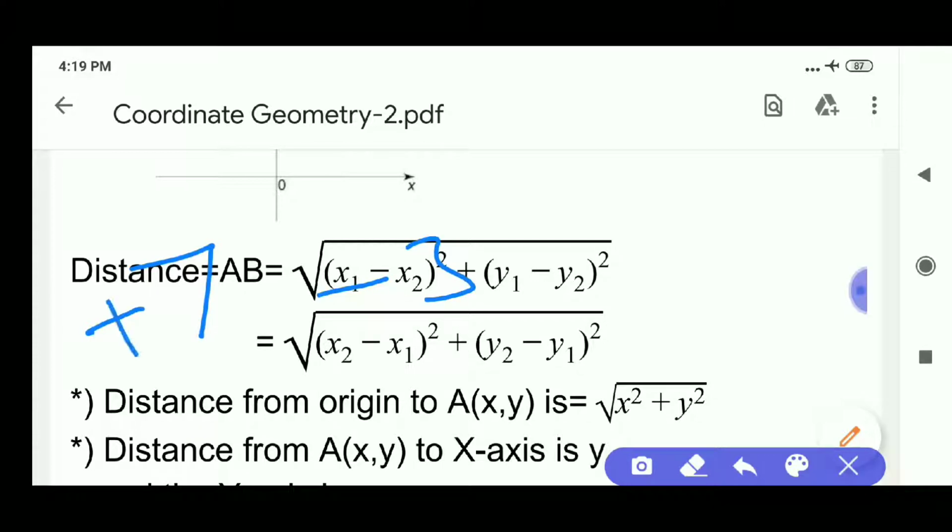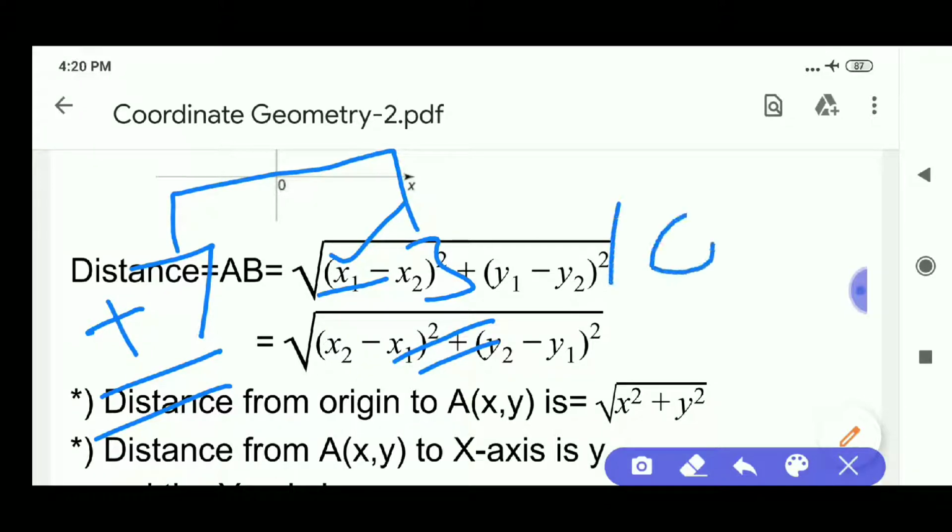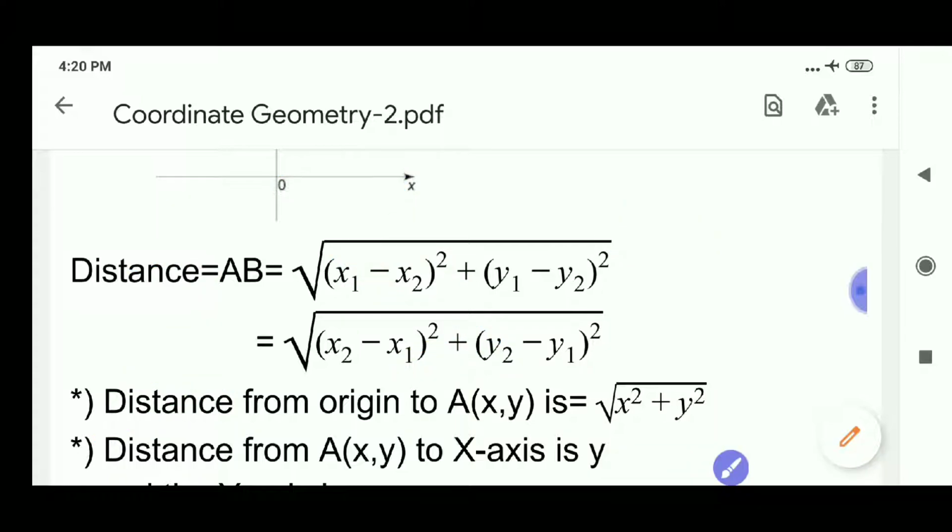Suppose one is 7 and another one is minus 3. That means one is positive and the other one is negative. When signs are different, then add the numbers. That is, the difference is 10. This is useful to solve these questions quickly.